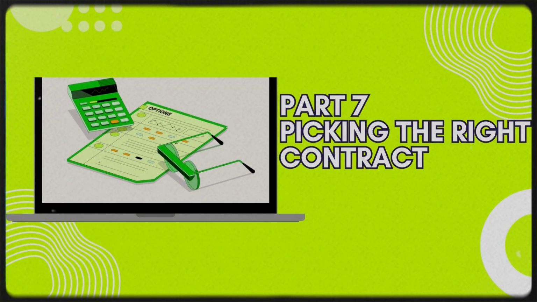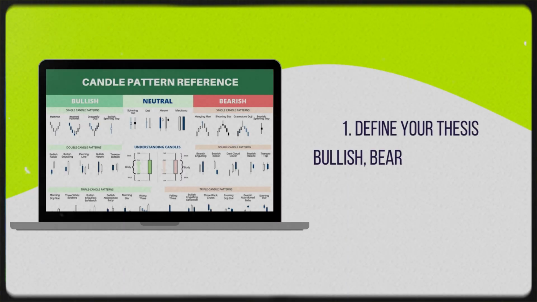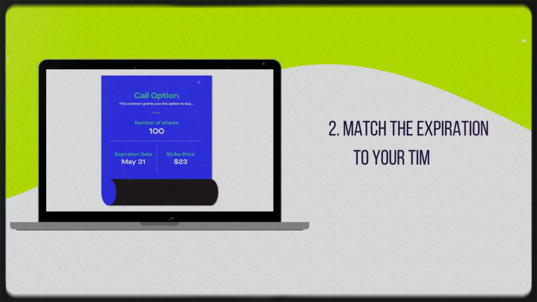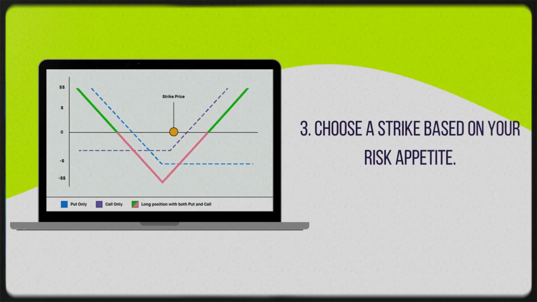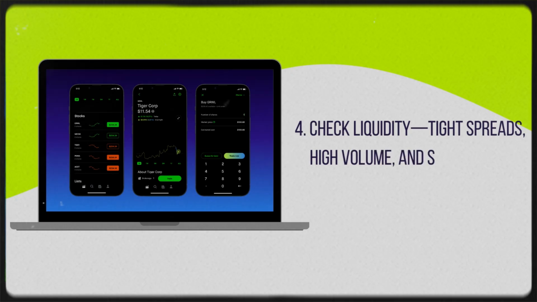Part 7. Picking the right contract. Here's a quick checklist. 1. Define your thesis. Bullish, bearish, or neutral. 2. Match the expiration to your timeline. 3. Choose a strike based on your risk appetite. 4. Check liquidity, tight spreads, high volume, and strong open interest.